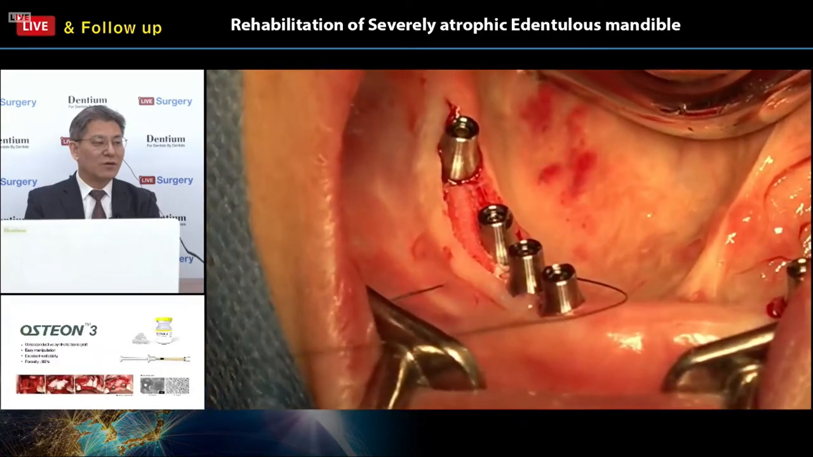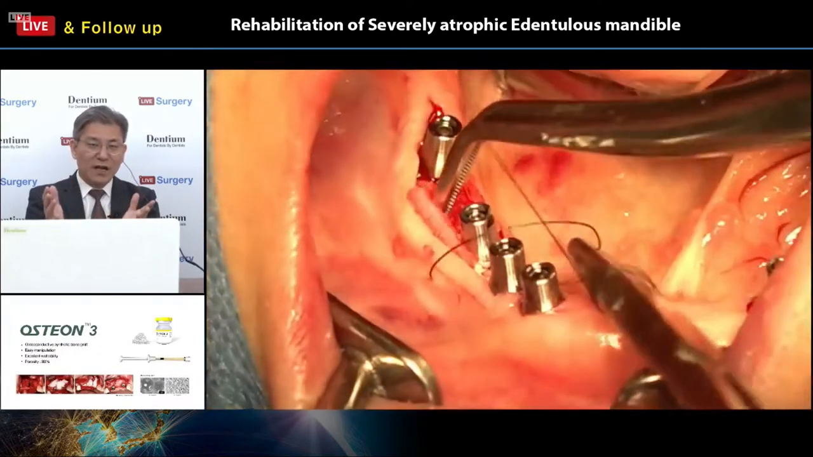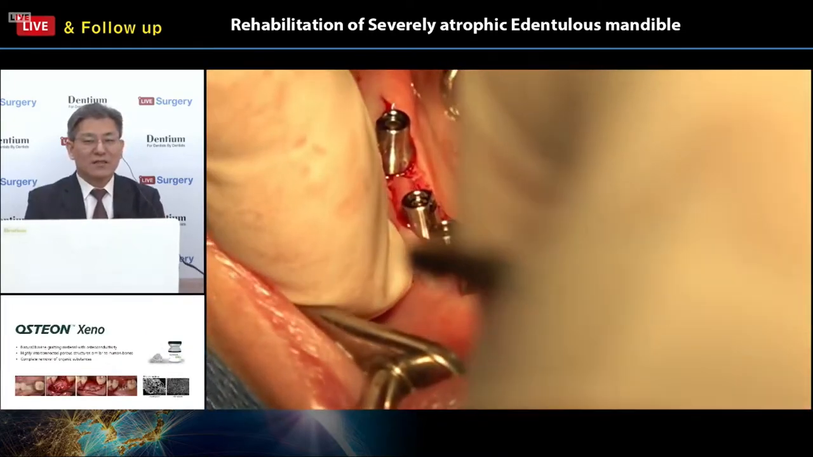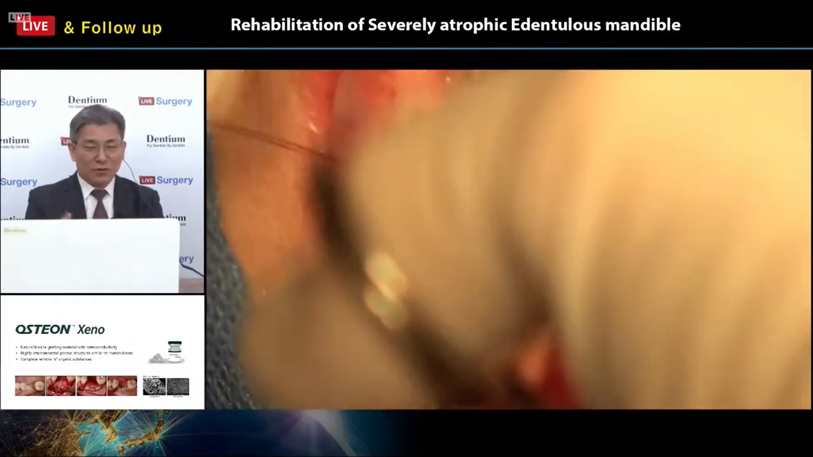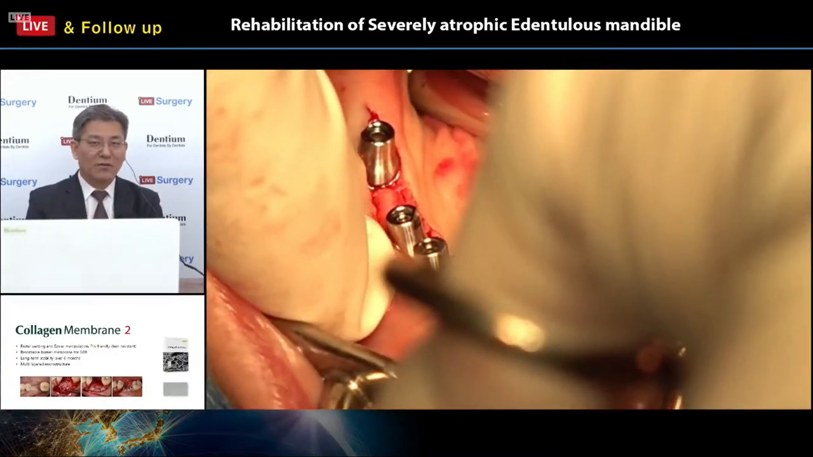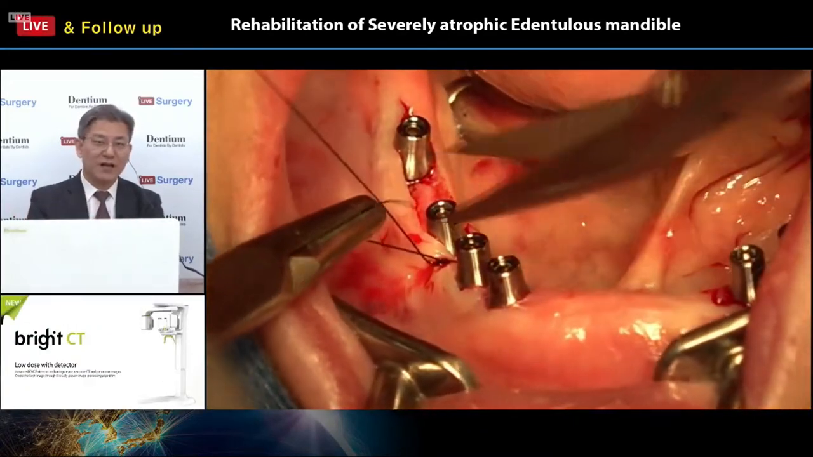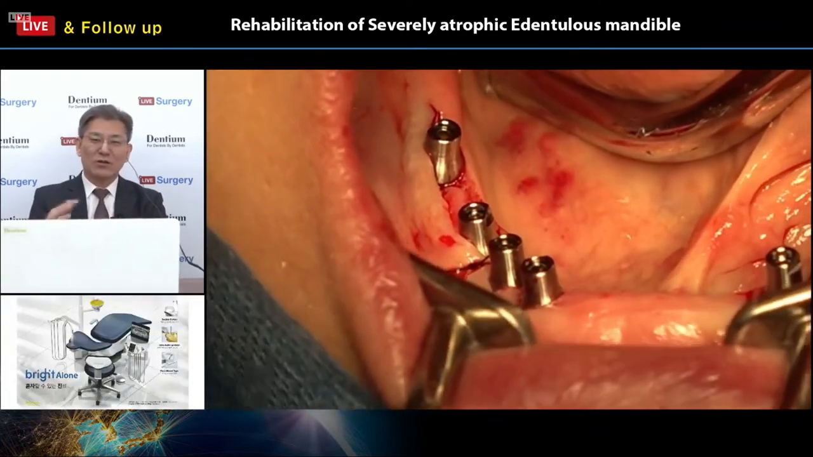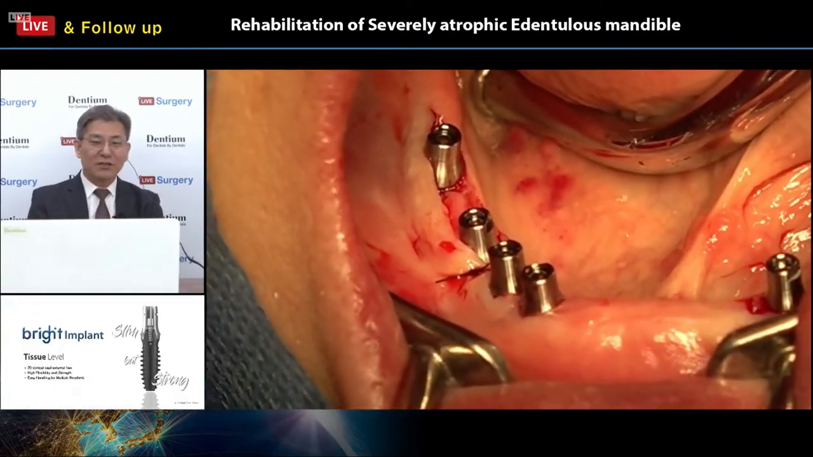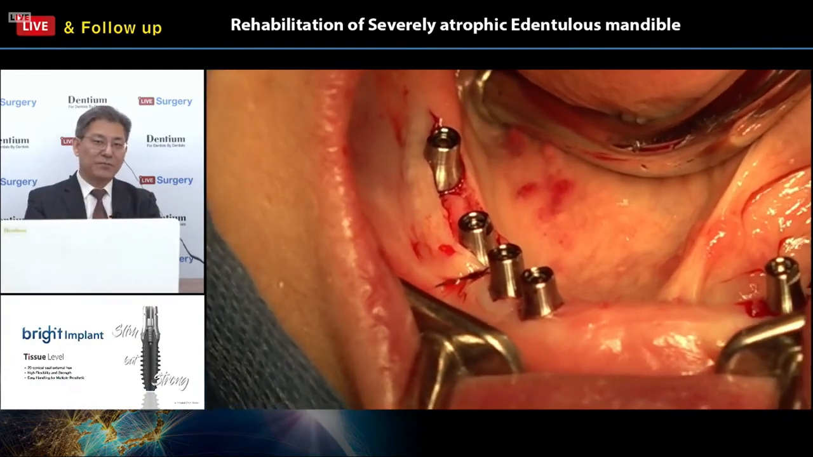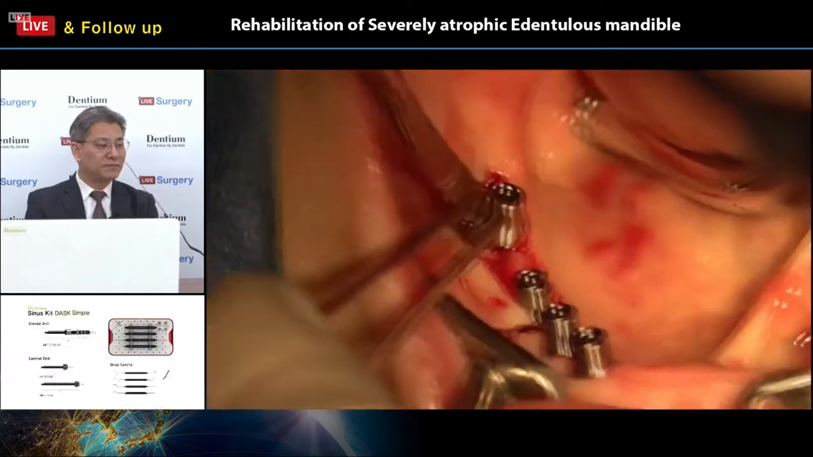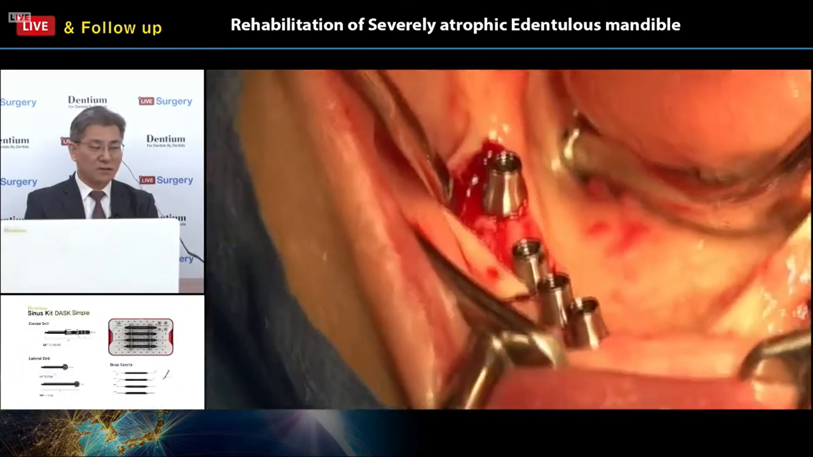So even though the flap is open style, it doesn't matter, because this collagen graft promotes faster healing of connective tissues and epithelialization, the epithelium. So I think 1 or 2 days after, we can see almost flap closure. Close the flap.